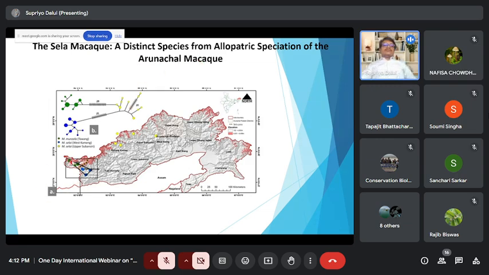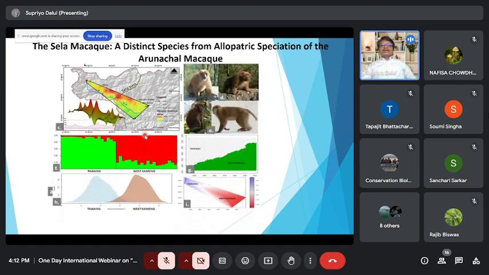So he started his work in Tawang district, and he collected his samples from Tawang and then from West Kameng, and then he also got some samples from the central part of Arunachal Pradesh. And he found something very interesting. He looked into the individuals from different districts, like in Tawang, and these are the individuals from West Kameng district, and you can clearly see the differences in the individuals.